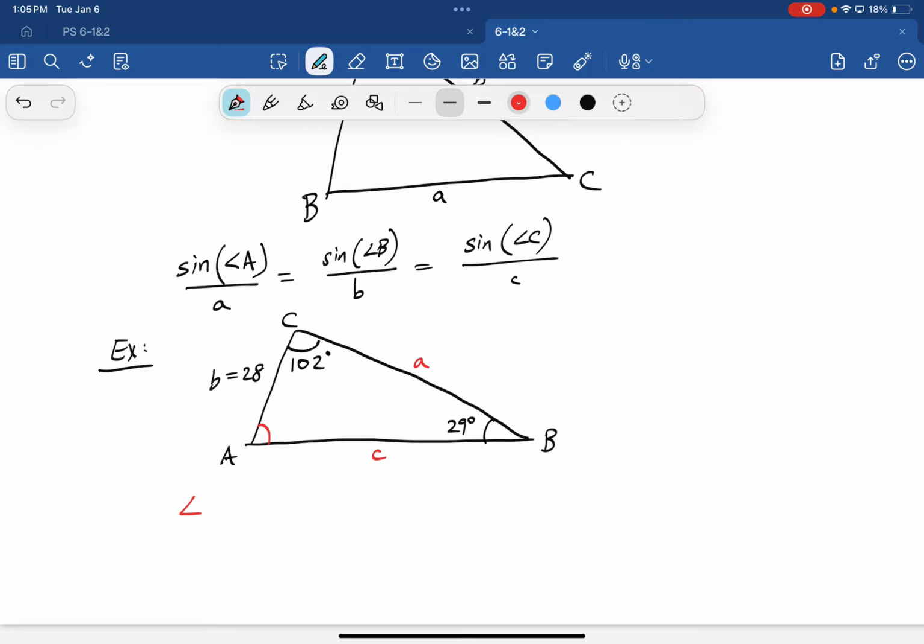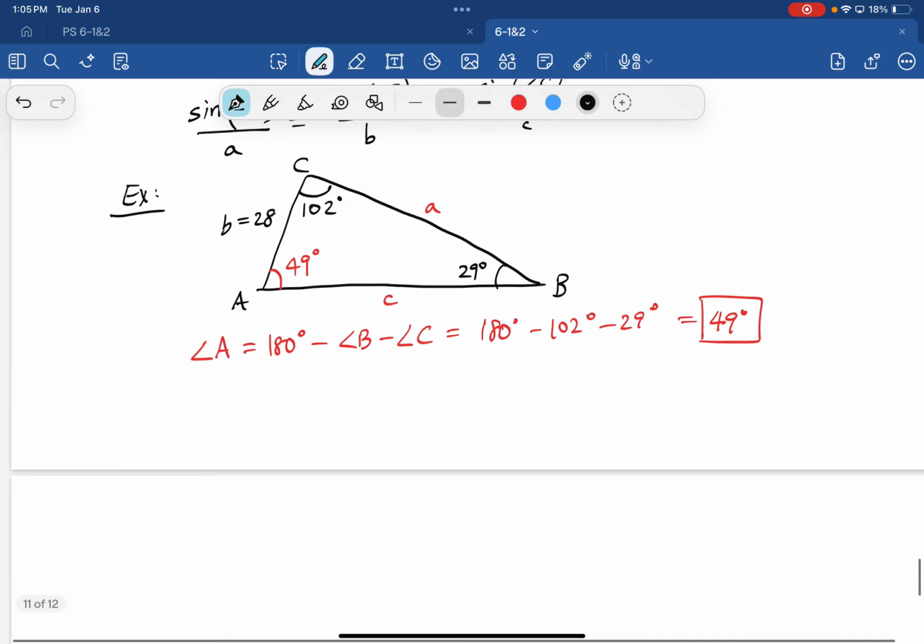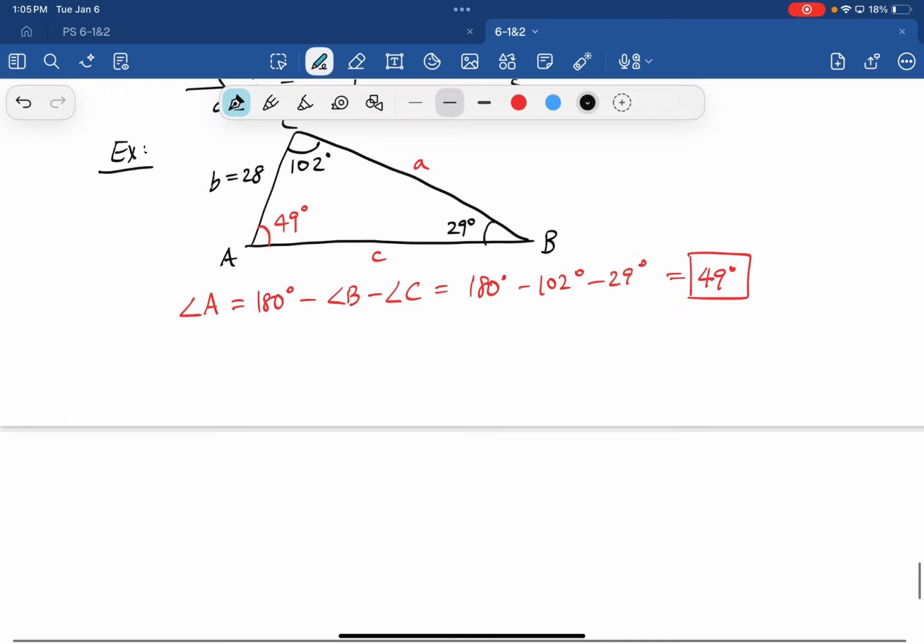We're going to do that by using the fact that the angles of a triangle all add up to 180. So angle A is equal to 180 degrees minus angle B minus angle C. That's 180 minus 102 minus 29, which is 49. So that's angle A, 49 degrees, we found that. Now we have all three angles, and we're looking for those last two sides. So now we are going to use law of sines.